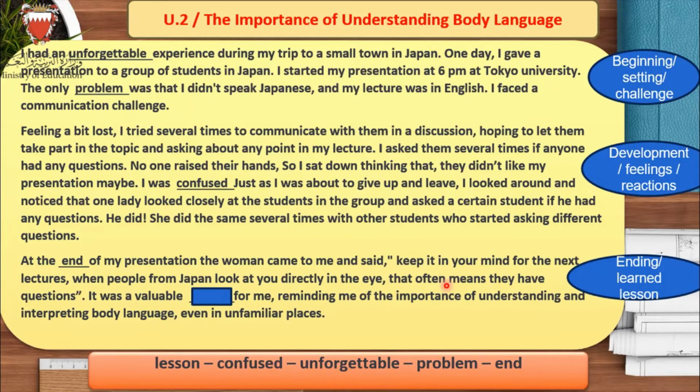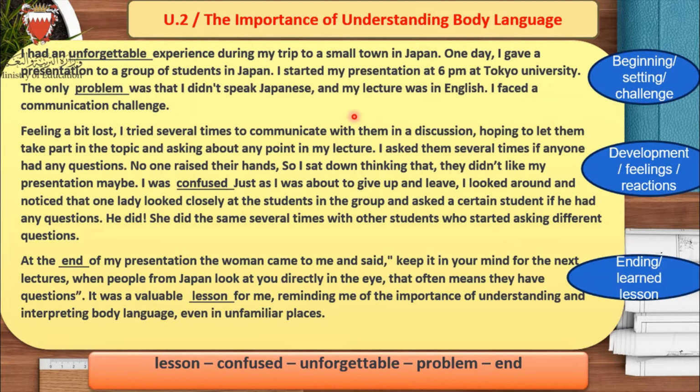When people from Japan look at you directly in the eye, that often means that they have many questions. Wow, it was a valuable lesson, of course, for me, reminding me of the importance of understanding and interpreting body language even in unfamiliar places. This is a very nice and very easy model of a misunderstanding story. I hope you all understood it and do it well in the exam if it comes.